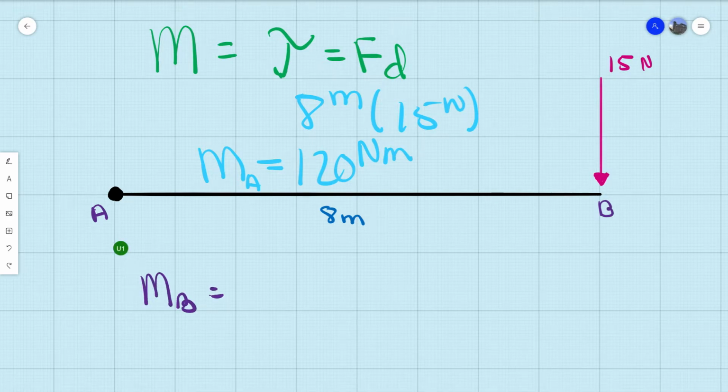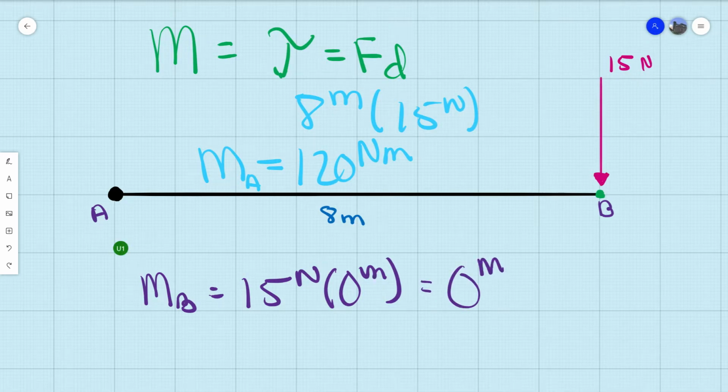We use the same formula, but in this case, our distance is different. Our force is acting on point B, which means the distance between the point and the force is 0 meters, which means that no moment is generated. And this goes back to a moment is the quantification of something spinning, and nothing's spinning. This force is not causing point B to spin, it's causing the thing to spin around point A. And by the thing, I mean this bar, AB.